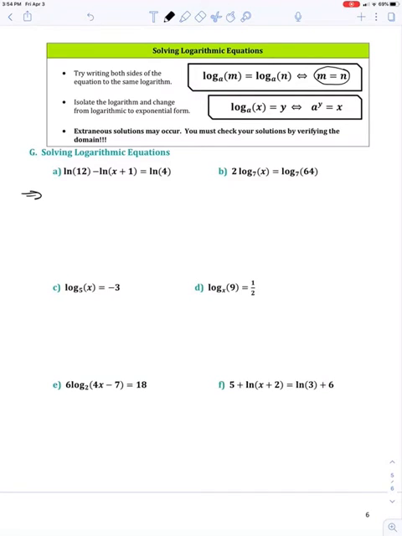Natural log of 12 minus natural log of x plus 1 equal natural log of 4 wants to solve the equation, wants to know what x equals. Well, I'm going to go ahead and apply the quotient rule. Choose the quotient rule first. So that's going to be natural log of 12 divided by x plus 1 equal to the natural log of 4. Well, that implies, since both sides are log base e, that implies 12 over x plus 1 equal 4.